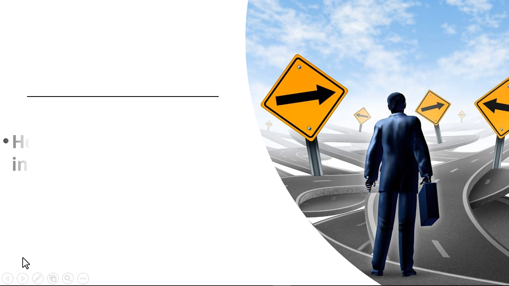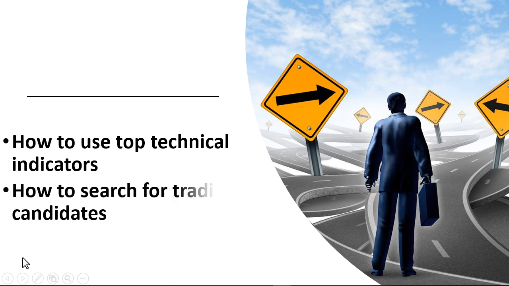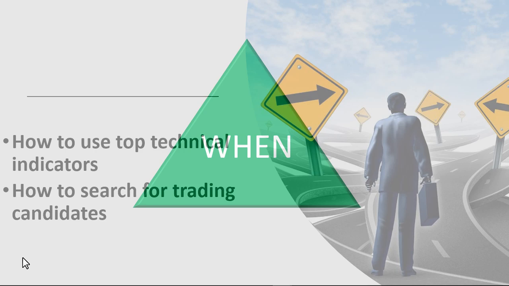So here's what we're going to cover tonight. We're going to talk about how to use top technical indicators. And what I mean by this is you'll understand what they are and how to use them to pinpoint your entries and exits. This will help increase your trading accuracy so you get more winning trades than losing trades. And then we're also going to talk about how to search for these trading candidates. You'll learn how to narrow down your list of candidates from thousands to just a few. This will help reduce the time you spend trading every day.